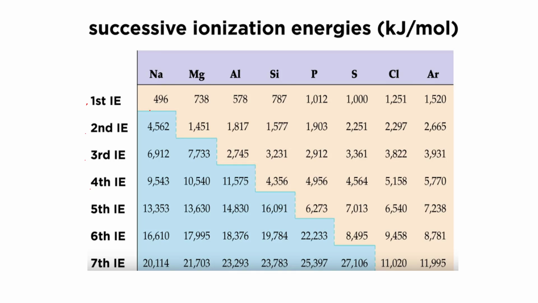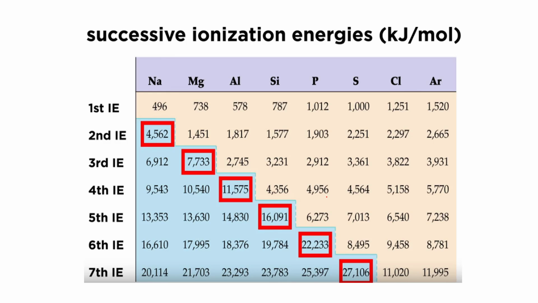And you will notice that there is a staircase that is here. You'll notice that there is a very large jump between the ionization energy that is in beige and the ionization energy that is in blue here. What is it that accounts for this large jump? So for instance, in sodium, it's after the first electron is removed. In magnesium, it's after the second. In aluminum, it's after the third, silicon the fourth, and then phosphorus the fifth, etc.